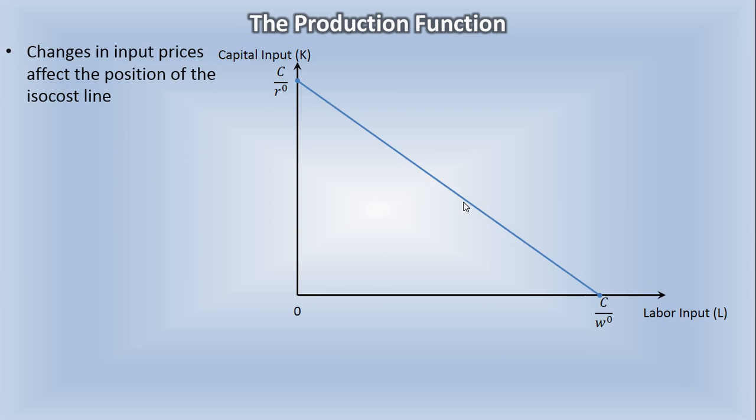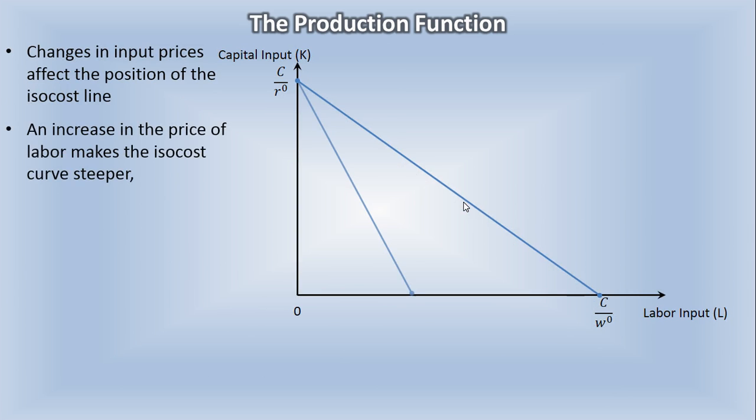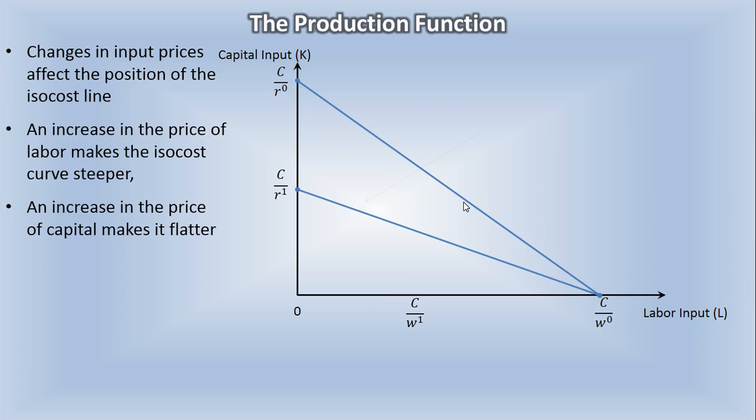Changes in input prices affect the position of the isocost line. So an increase in the price of labor makes the isocost line steeper. So again, you have labor, maybe the minimum wage was increased or something, or just wages were raised within the factory, who knows. But given the amount of costs that the firm is willing to spend on the production process, that means that the isocost line will pivot in, and the most amount of labor that can be used will obviously be less than the most amount of labor that could have been used at the lower wage rate. An increase in the price of capital makes it flatter.